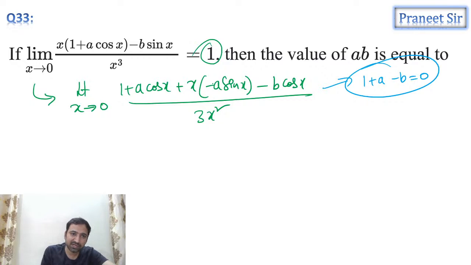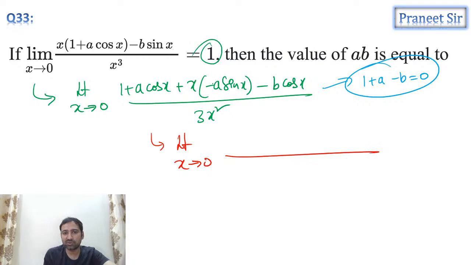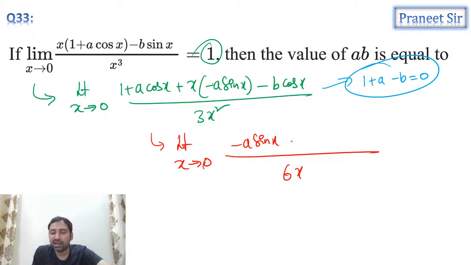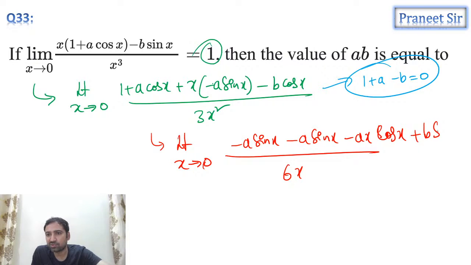And then apply L'Hospital rule. If you apply L'Hospital rule one more time, what do we get? Limit x tending to 0. As we are applying L'Hospital rule one more time, the denominator is 6x and the numerator differentiation is minus a sin x and minus a sin x, and then minus a x into sin x differentiation is cos x, and then b sin x. Okay, all this we are getting.